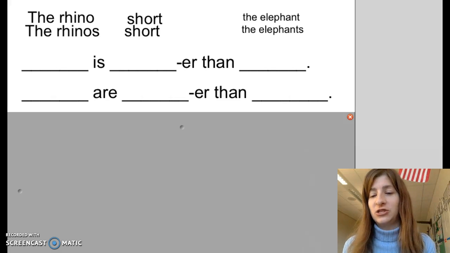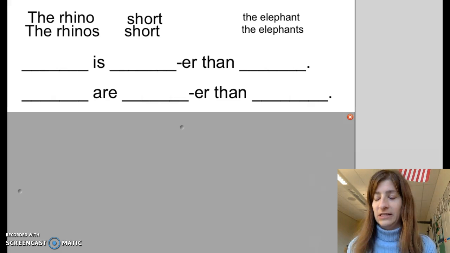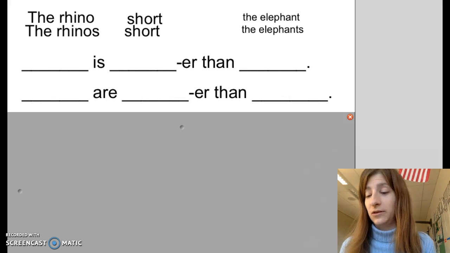Short words mean they just have one or two syllables. Syllables are parts of the word. For example, loud has one syllable. If I have the word funny, funny, that has two syllables.